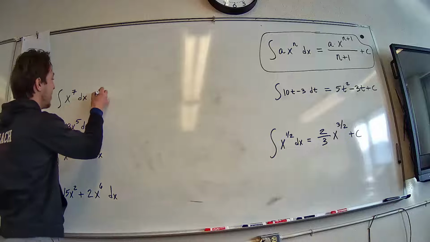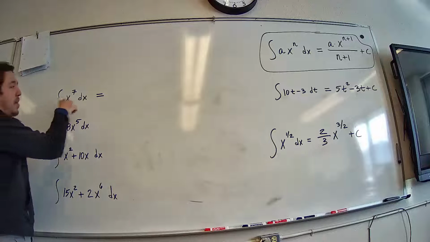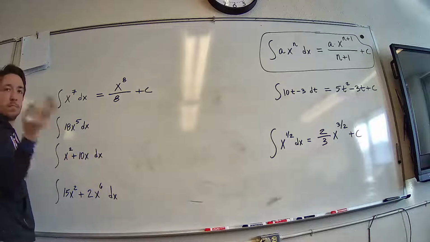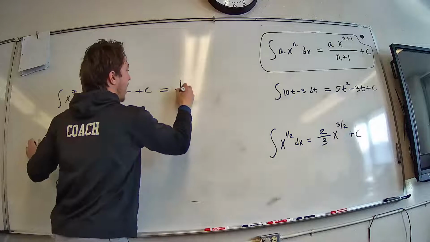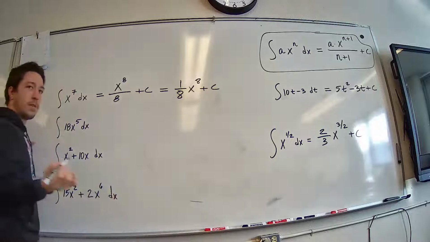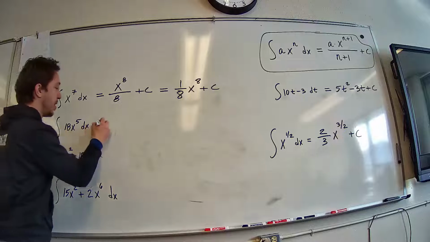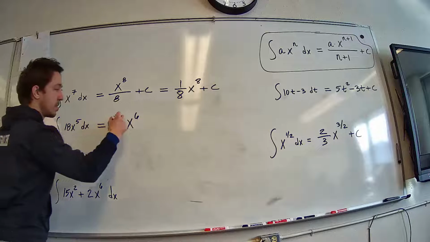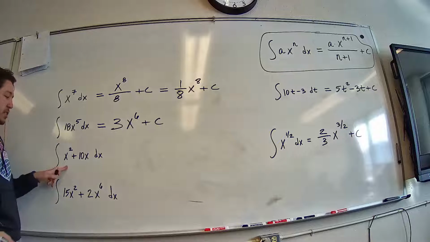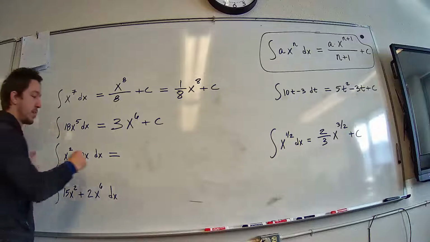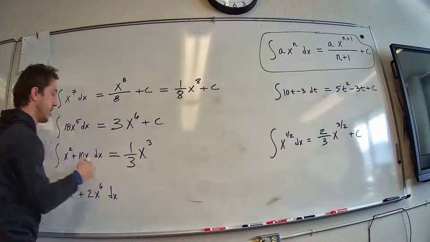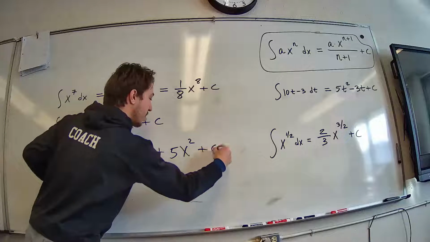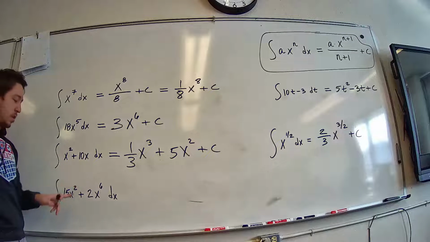Anyway, so this one would be x to the 8th divided by 8 plus a constant. Or you might see that written as 1/8 x to the 8th plus a constant. Holla at me if you have a question, okay? This one, what's the new exponent? 6. And then divide by 6, 3. Done. This one, the new exponent would be 3, divide by 3. This guy, new exponent is 2, divide by 2. Forgot my plus C. Cool beans? Get that thing. This guy.